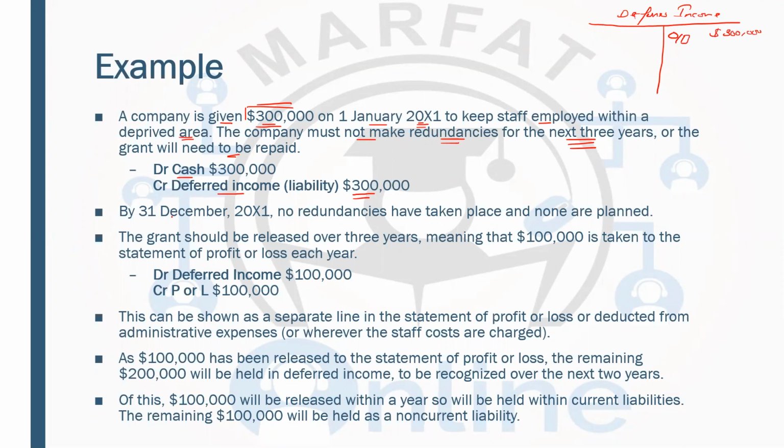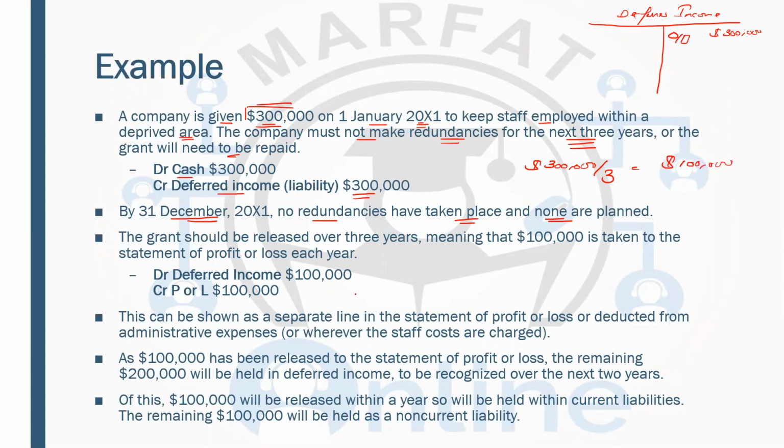Now it is 31st December 2001, and 1 year has gone. No redundancies have taken place, and none are planned. So you didn't fire anyone and you have no plan to fire anyone, which means you have complied with the condition for the first year. Now you systematically spread the grant over the period. The total grant was 300,000, spread over 3 years, which means 100,000 every year.